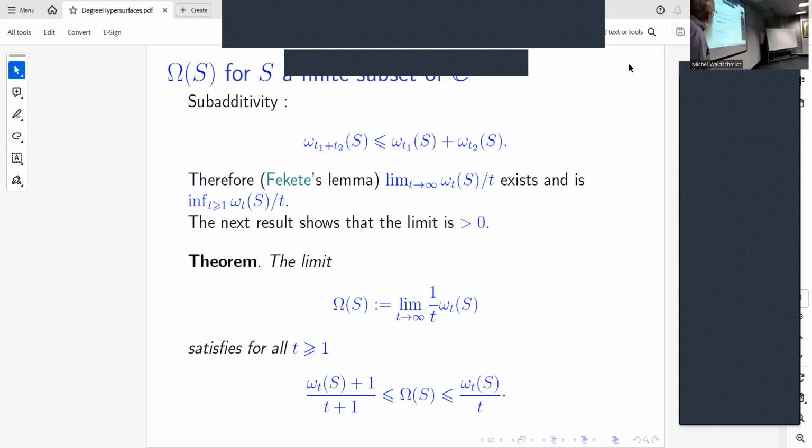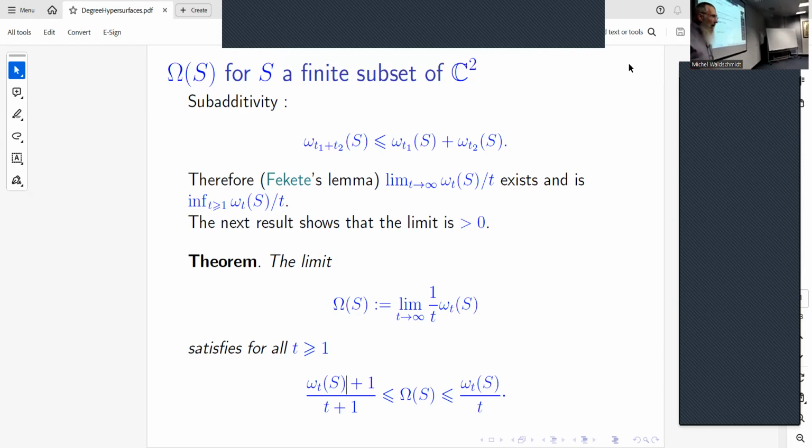This function omega t of S, for a finite subset S, is subadditive. Because if you have a polynomial which vanishes at order t1 and another which vanishes at order t2, you take the product, the degree will be the sum of the degrees, and the multiplicity will add, so it will be omega t1 plus omega t2.